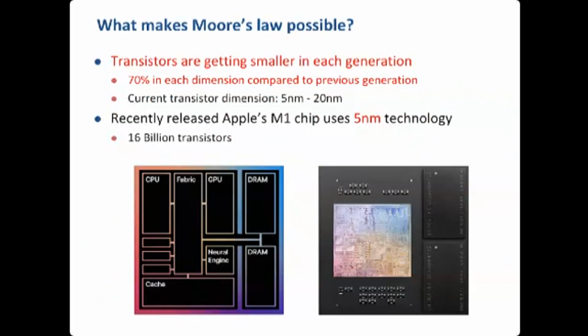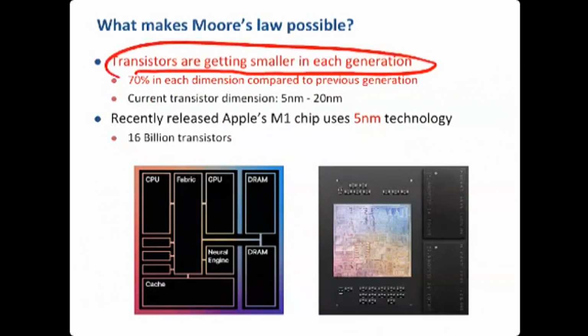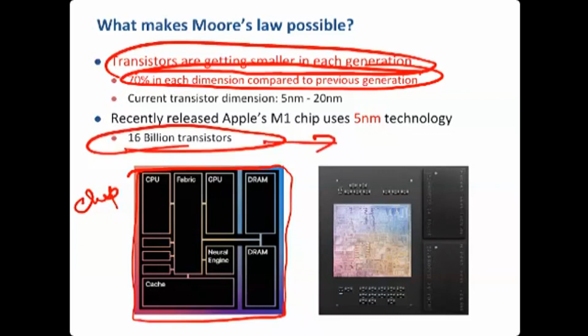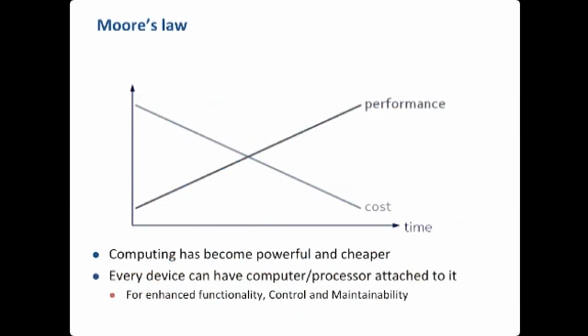The simple reason is that transistors are getting smaller in each generation. The size of the transistor is becoming smaller and smaller. It's shrinking almost 70% in each dimension. It means that in the same area, actually this is a very big size for a chip, let's say in this chip size, we are able to push almost 16 billion transistors or even more. So as a result of that, what's happening?